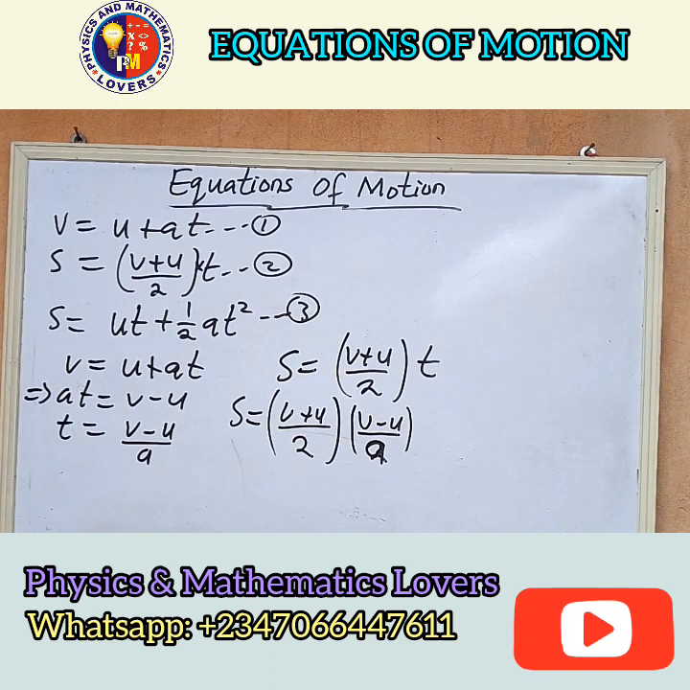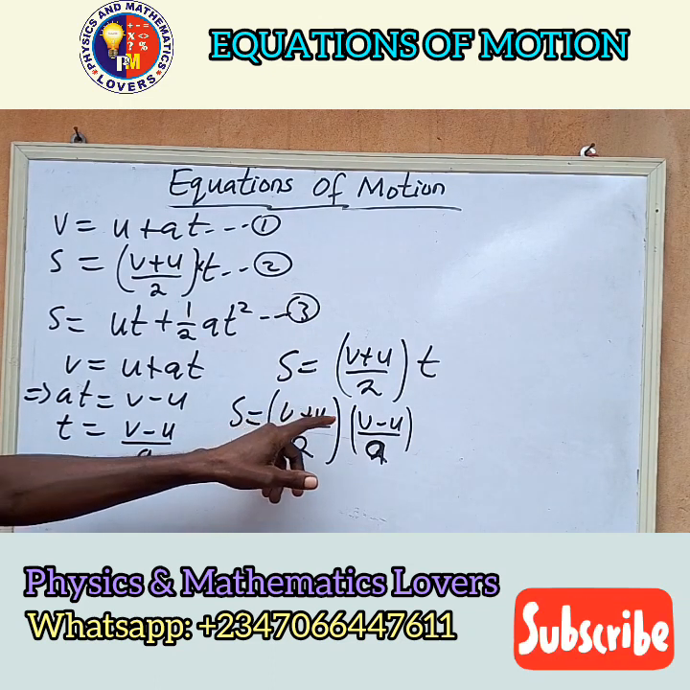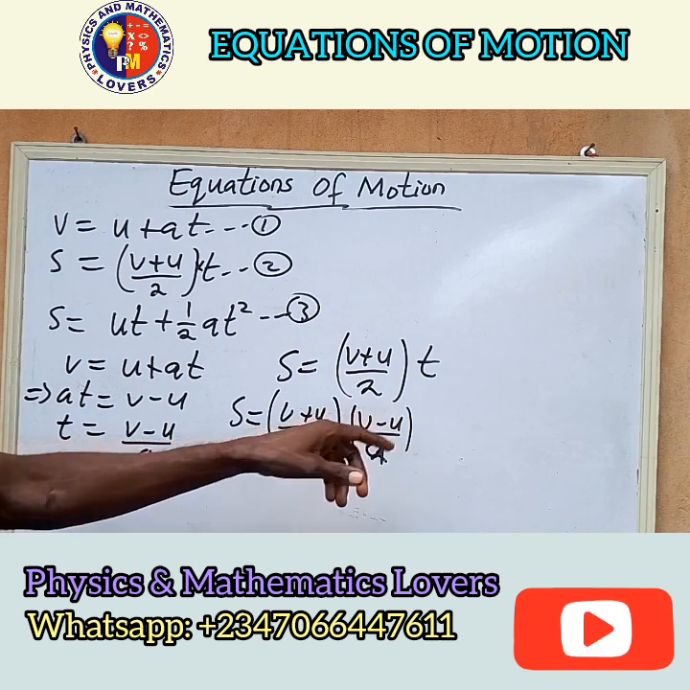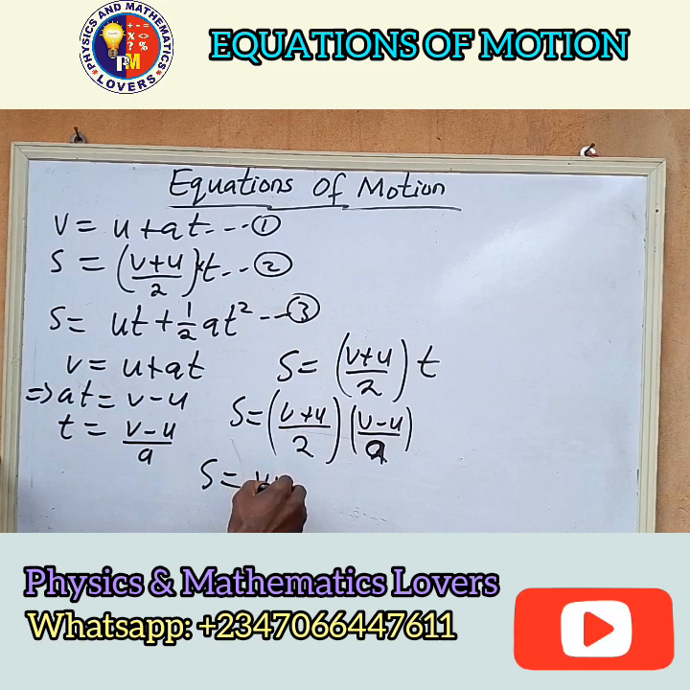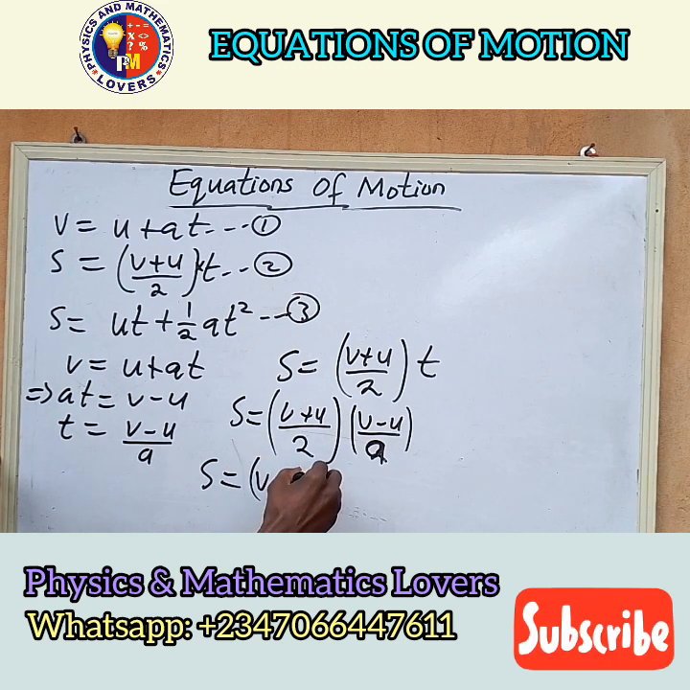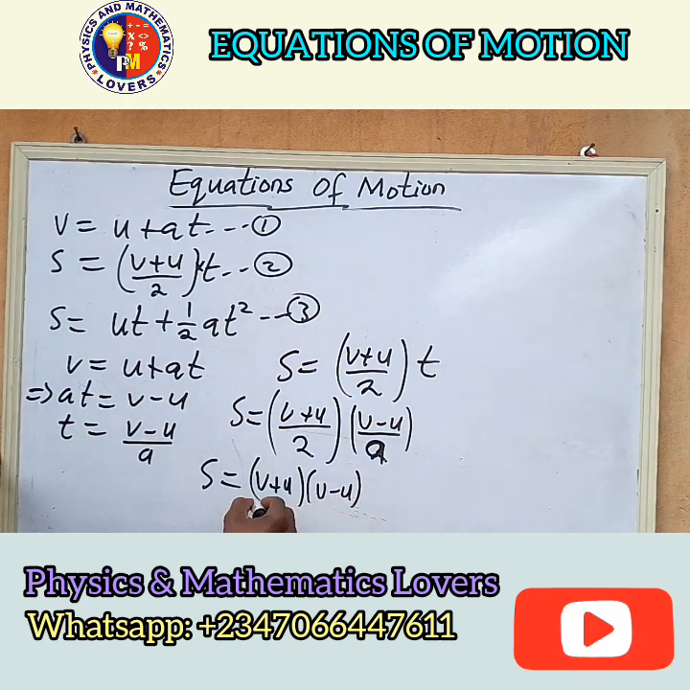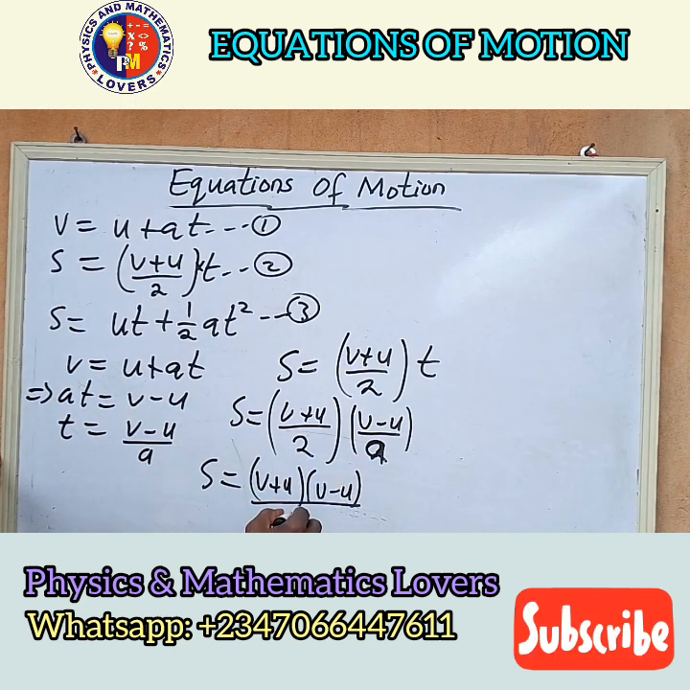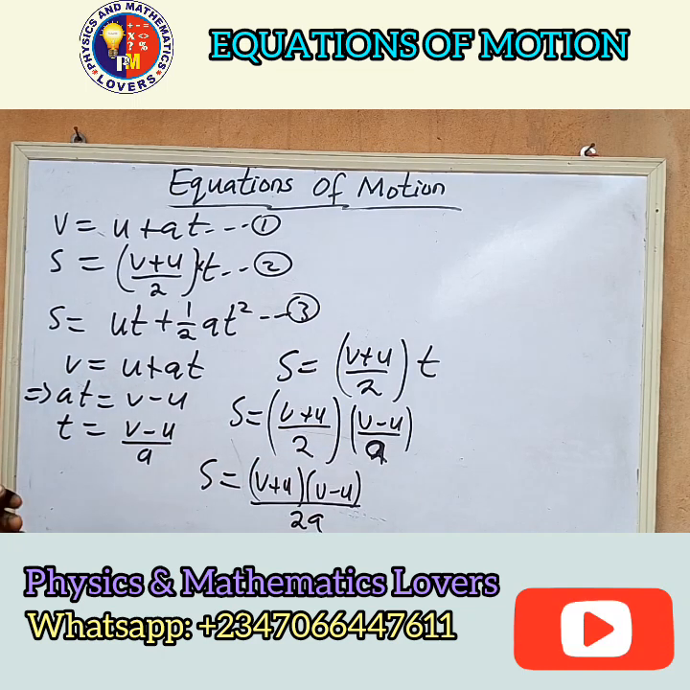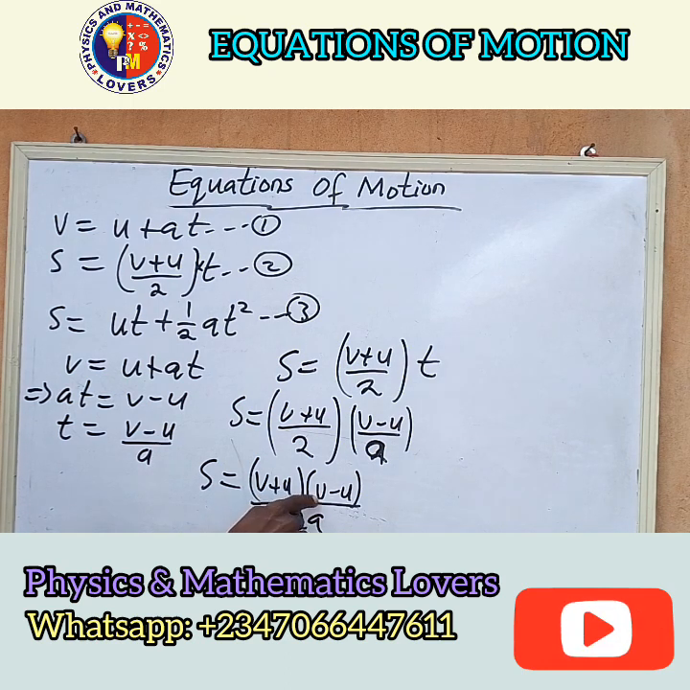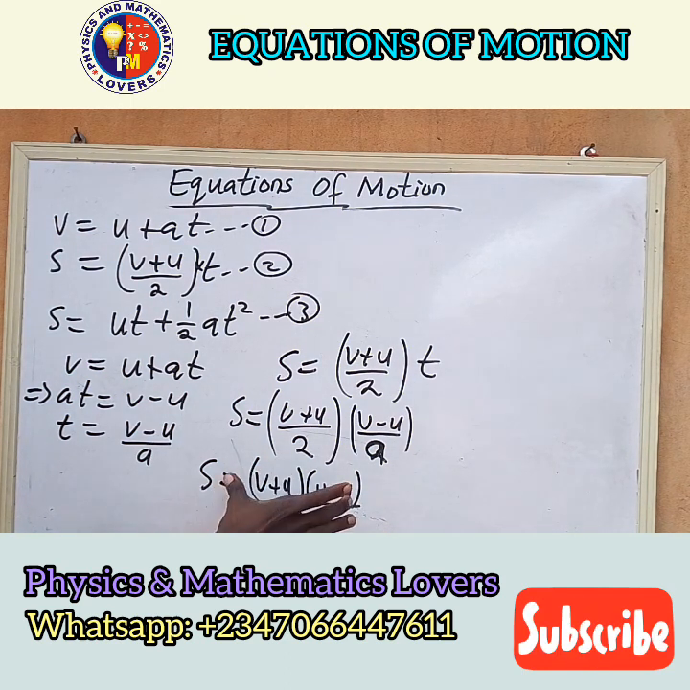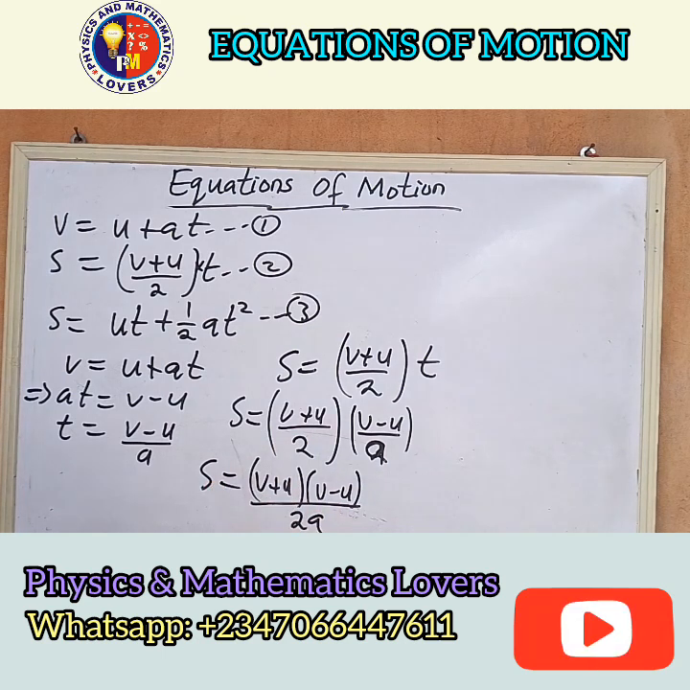Now, in mathematics, this is a numerator, this is a numerator. Let's open the brackets. When I open the brackets, I am going to have s equal to v plus u into v minus u, everything all over 2a. Now let us open this bracket. This one is just like the difference of two squares. Looking at v plus u and v minus u, it's just a difference of two squares. Because if you open this bracket, you are wasting your time, you're just making the work more rigorous for you.